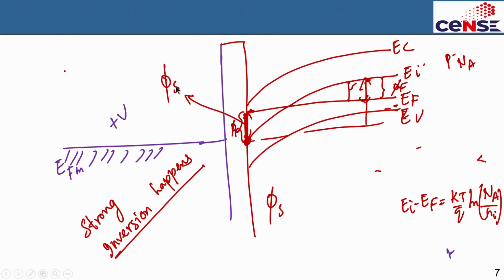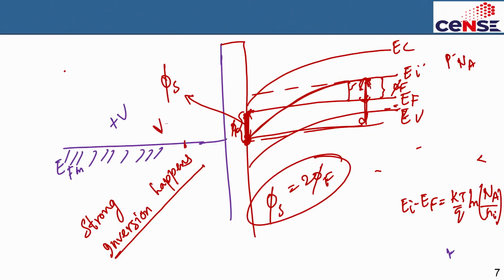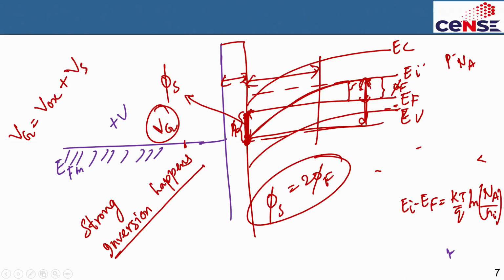The total band bending that has happened is from this point to this point. You have bent this much, which is 2 times phi f. So, when you apply a high gate voltage so that your band bending happens, a part of that voltage drops across the oxide, I call it Vox, and part of that voltage drops across the semiconductor depletion region and inversion layer, I call that Vs.